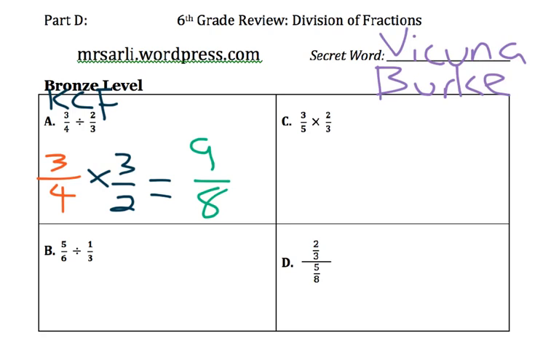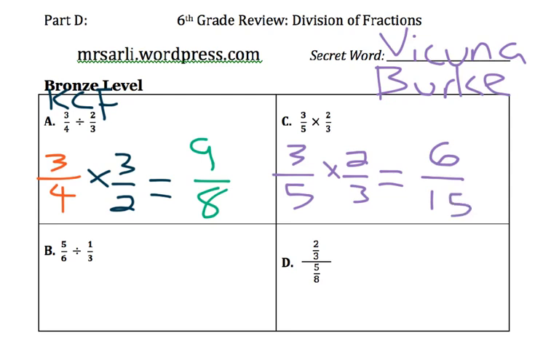The problem with shortcuts is you really have to know when it's appropriate to use them. So if you look at C, it says 3/5 times 2/3. Since we're already multiplying, we don't have to change it to division. We can just use the multiplication algorithm, which says to multiply fractions, you can multiply across. So 3/5 times 2/3. Well, 3 times 2 gives us a numerator of 6. 5 times 3 gives us a denominator of 15.